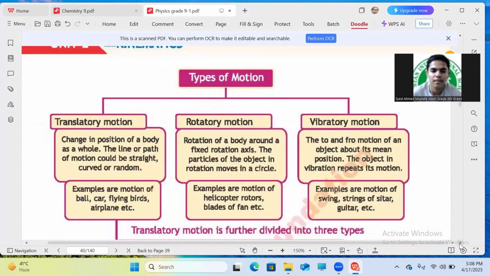There is a block diagram which is specifically describing types of motion. First, here are given translatory motion, rotatory motion, vibratory motion, their definitions and their examples.